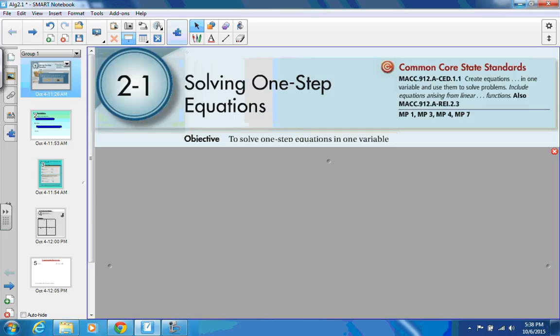But make sure in your goal sheet, you write down this is the goal or the objective for today. That would be to solve one-step equations in one variable, meaning these equations are going to take only one step, and they're all going to only have one variable in them. All right, so that is our goal.